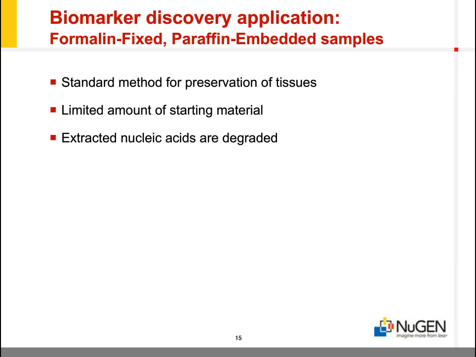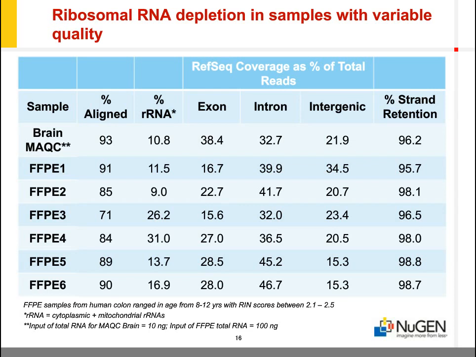To test the efficiency of our system with FFPE samples, we constructed RNA-seq libraries from 6 FFPE samples derived from human colon. The FFPE blocks ranged in age from between 8 to 12 years old, and the isolated RNA had RIN scores between 2.1 and 2.5. 100 nanograms of each FFPE sample, along with 10 nanograms of a high-quality RNA, were used as input for library construction. All samples showed good alignment, coverage, and strand retention, even with minimal inputs of degraded RNA. Importantly, even with highly degraded samples, we see significant ribosomal RNA depletion.